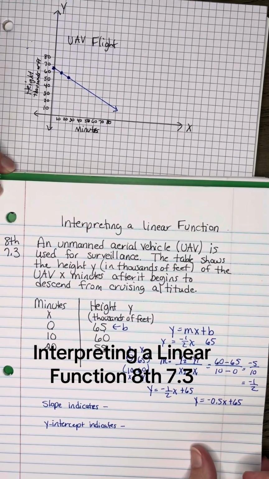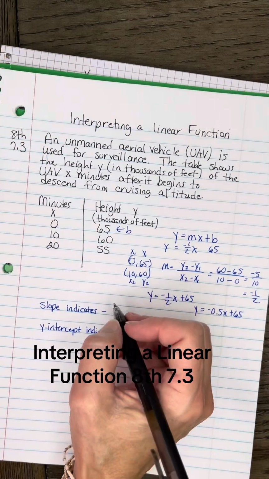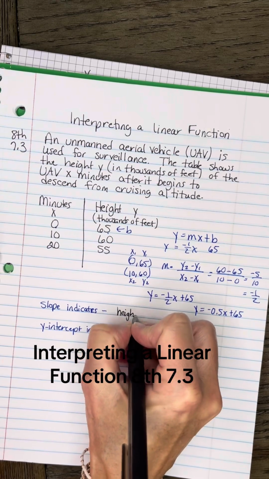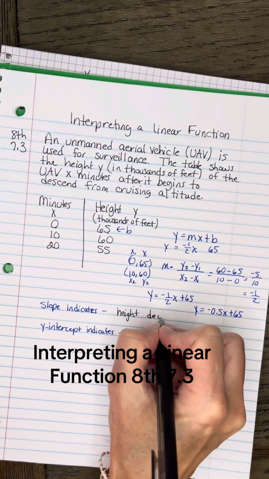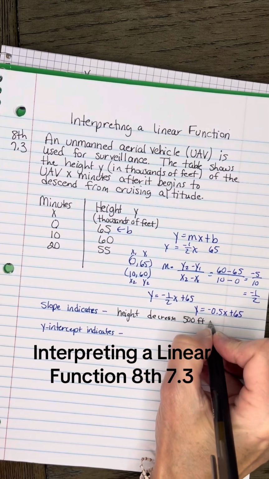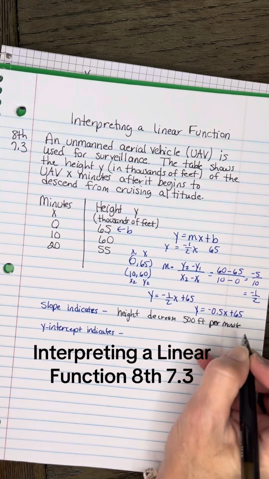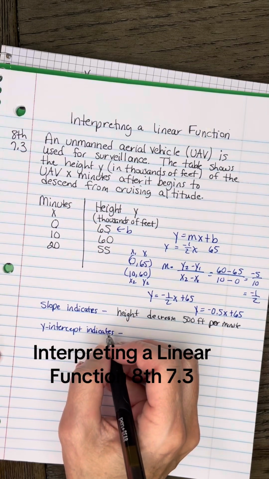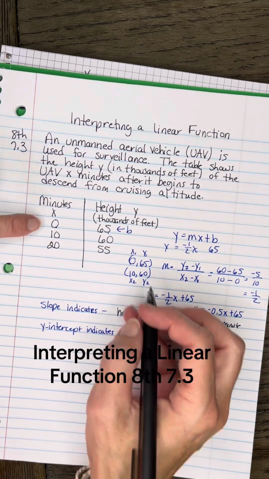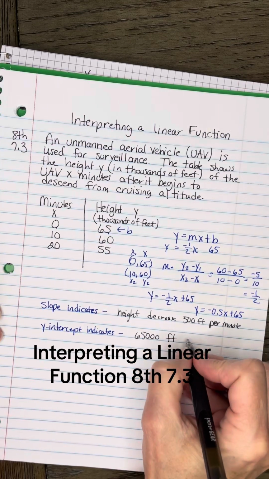Now, what does all of that mean? Well, the slope indicates that the height decreases 500 feet per minute. And the y-intercept indicates that the descent begins at the cruising altitude of 65,000 feet. So remember, that was 65,000 feet where it begins to descend.